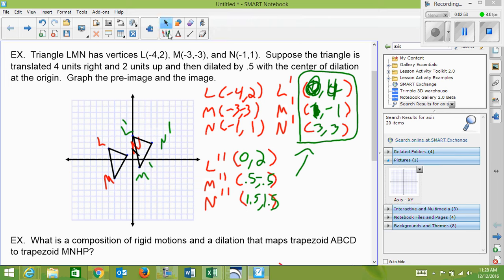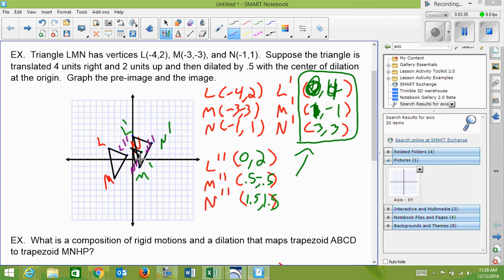It's kind of going to be on top of the last one I just did. So (0, 2), (0.5, -0.5), about right there. And then (1.5, 1.5), it's kind of hanging out in no man's land right there. And if I want to go ahead and graph that, that's right there. So those are my third ones, I guess, right there.